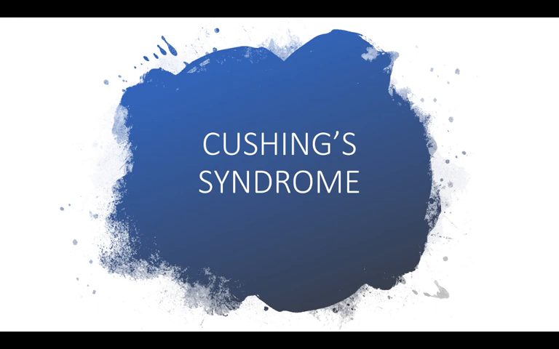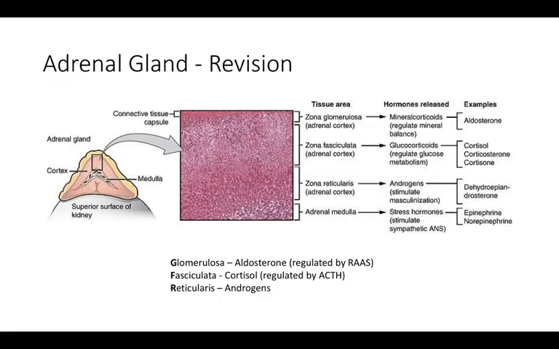So we'll now discuss Cushing syndrome. So we'll briefly review the adrenal gland. You can see the zones of the adrenal gland which are presented in this figure here. The adrenal medulla is responsible for catecholamine secretion. An important way that I try and remember the layers and the hormones that they're responsible for is with the acronym GFR. So glomerulosa produces aldosterone, which is regulated by the renin-angiotensin-aldosterone system.